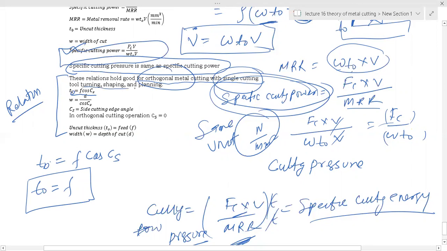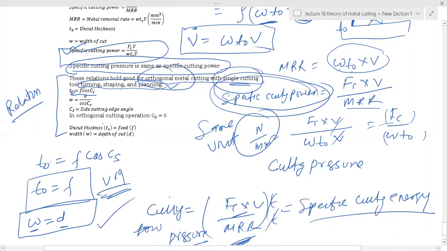This is also good for shaping, turning, and planning. Similarly, when width of cut and depth of cut are equal, this is a very good relation for turning, shaping, and planning, when the machining process is orthogonal and is done by a single cutting tool. So you can relate this.